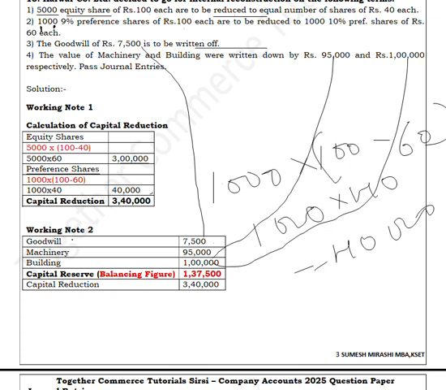So what we should do is, after writing goodwill, machinery and building in value as it is, then you should take this capital reserve 3 lakh 40,000 and write it here, because this is the capital reserve which is to be utilized. You need not fully utilize it. So the remaining balance figure, if you subtract 1 lakh, 95,000 and 7,500 from 3 lakh 40,000, the remaining balancing figure will be 1,37,500, and that is called capital reserve. So this is the answer in this problem, that is capital reserve.